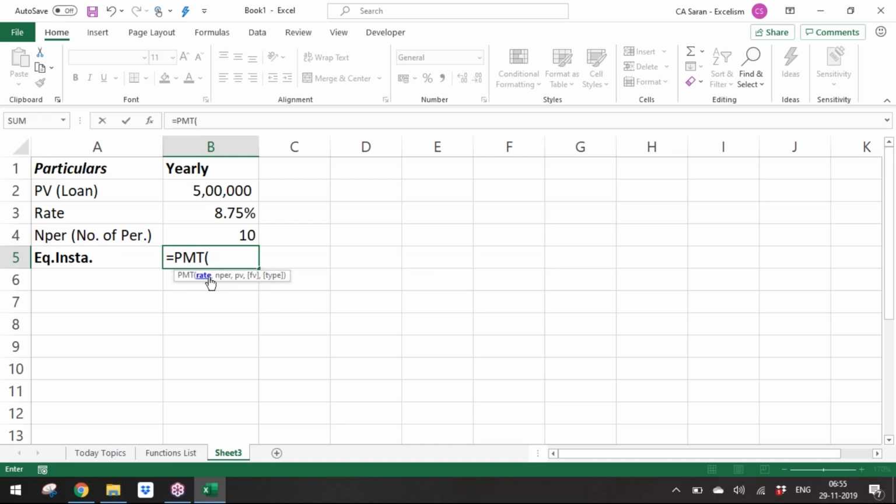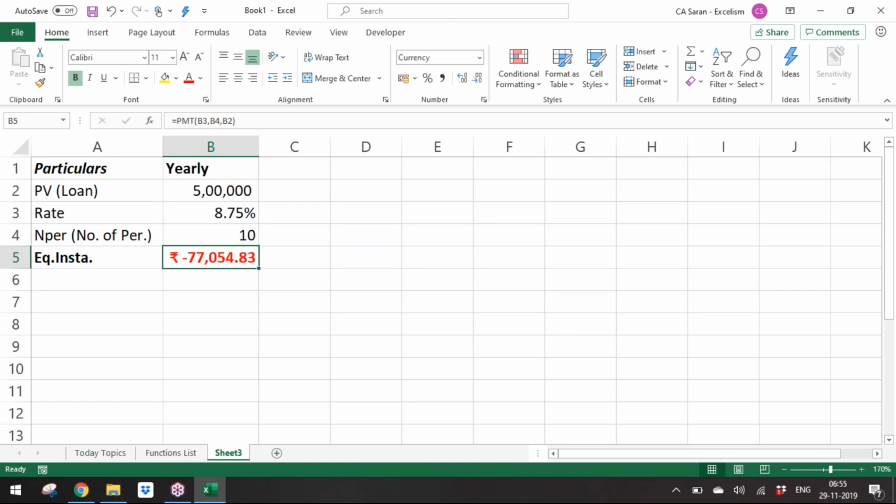Now, let's go to the rate. This is the rate of interest, comma. Number of periods. This is the number of periods, comma. Present value. This is the present value, comma. Are you going to pay a lump sum after a couple of years? No. So let's ignore the future value. The type is whether the interest is accrued at the end of the period or the beginning of the period. By default, it accrues at the end of the period, so I'm not considering that.